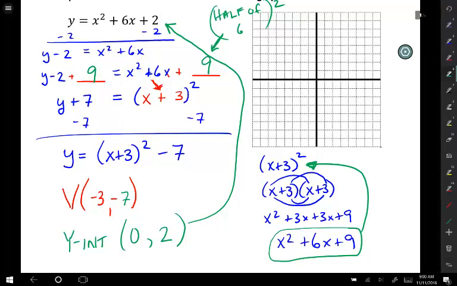Okay, so let's plot these points. -3, -7. And it helps me to draw the axis of symmetry. Now I'm going to plot the green point, 0, 2. And it looks like it's going up. Now let's do our pattern.